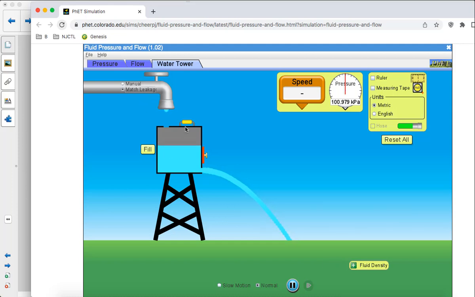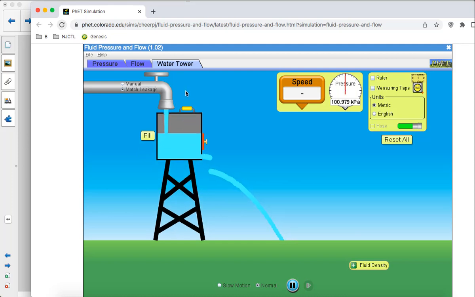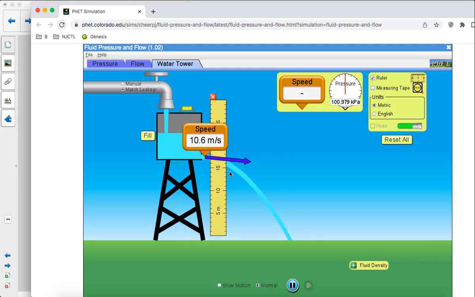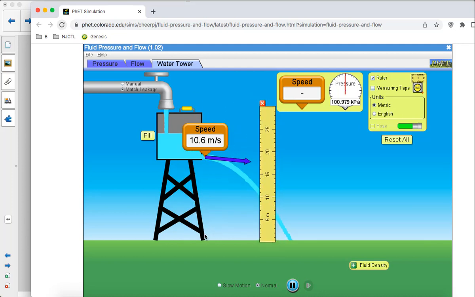We can match leakage so that it won't run out of water. We can increase the height. We can see the speed. We can use a ruler to figure out how high up it is. How far away is the water going to land? What's the pressure at the top versus down here? So very cool simulation.